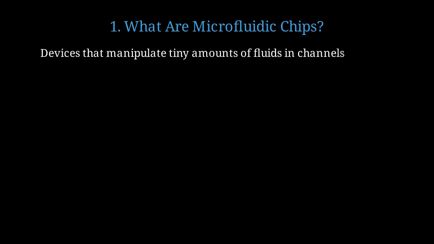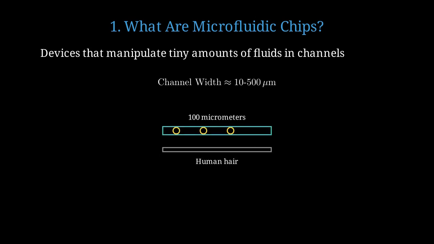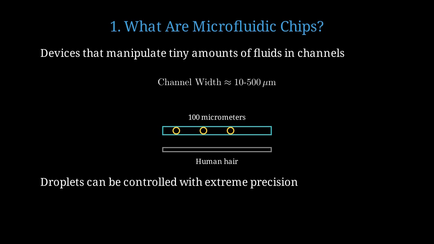Let's start by understanding what microfluidic chips actually are and how they work. Microfluidic chips are devices that manipulate incredibly tiny amounts of fluids through microscopic channels, typically ranging from 10 to 500 micrometers in diameter. Channel widths are typically between 10 and 500 micrometers, about 1/10 the width of a human hair. To give you perspective, a typical microfluidic channel is about the same width as a human hair, but the droplets inside are even smaller. These droplets can be controlled with extreme precision, moved, merged, split, and routed through complex pathways.